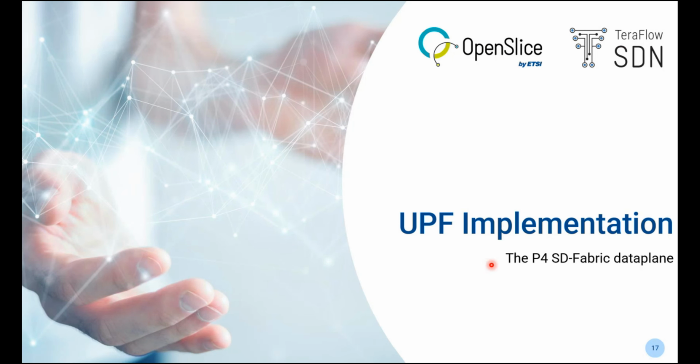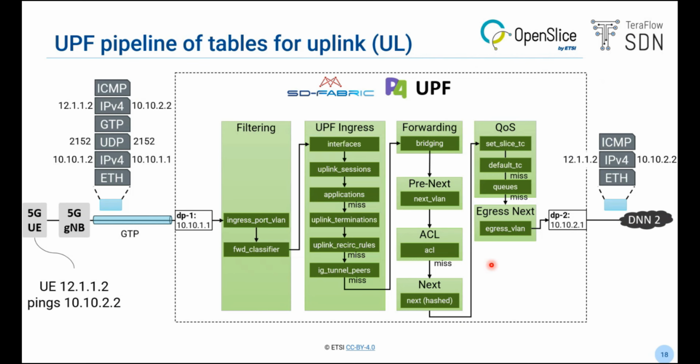Before I start the demo and the whole scenario, let's see a bit of detail about how we implemented this UPF. This is the pipeline of tables for the UPF when the packet traverses the uplink. So we start from left to right. The UE is here with a given IP address and tries to ping the IP address of the data network, which in this case is 10.10.2.2. So the packet has to be encapsulated first between the G-node B and the UPF.